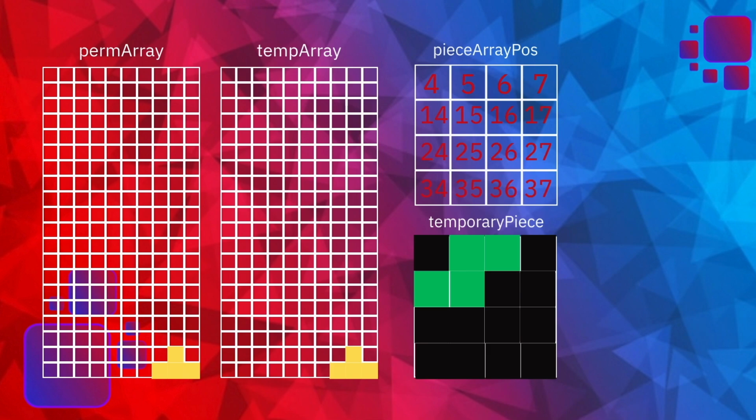Then it's going to take temporary piece, paste that onto temp array, and see which ones are occupied. If it's occupied, it writes a square there. Then it checks for collisions. If there are no collisions, it writes that to perm array.